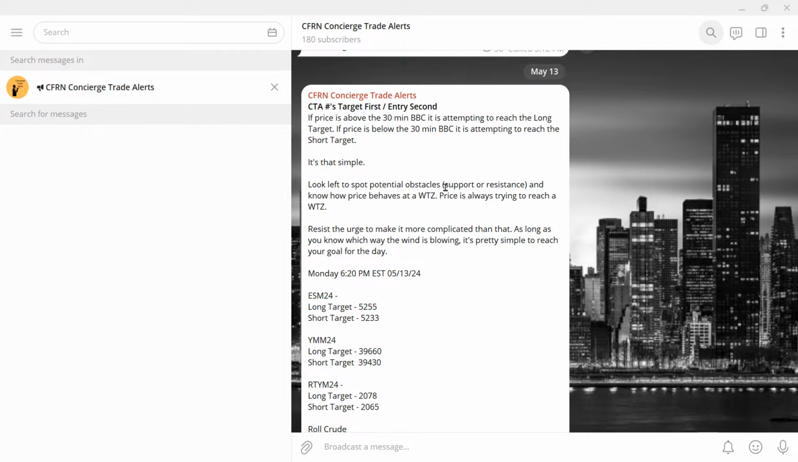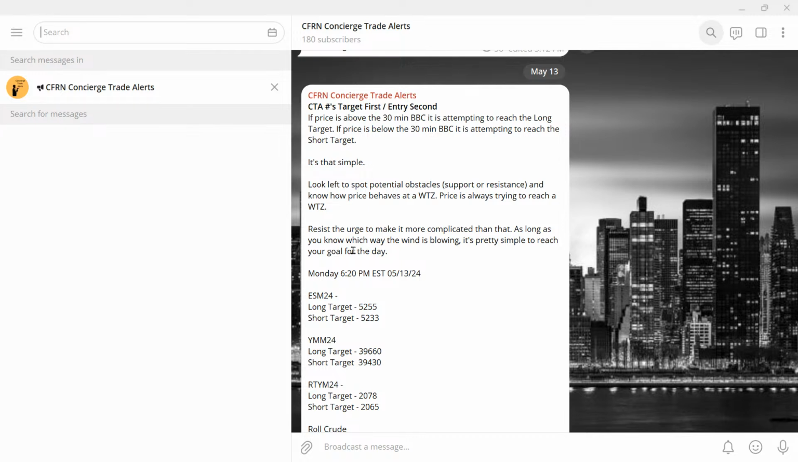We've published the zones every week for our members since December 14th of 2009, so we're closing in on 15 years. They come out Monday morning at 6:15 a.m. Eastern. Once they're published, they're carved in stone for the entire week. They do not change in any way whatsoever.